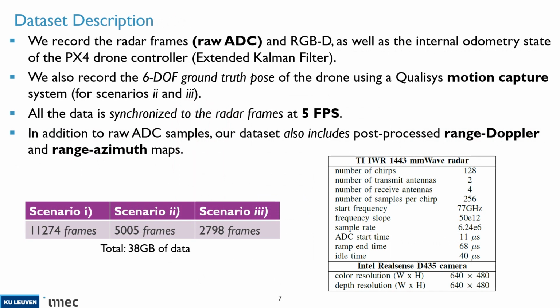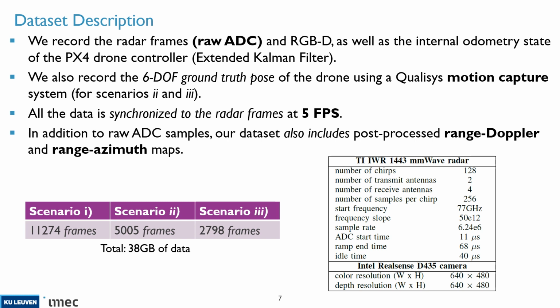The dataset that we acquired in this work contains both the raw ADC data of the radar as well as RGBD data captured by the RealSense camera. It also embarks the internal inertial state of the drone controller. In addition, we also record the ground truth positioning of the drone using a motion capture systems for scenario 2 and 3. All the data is synchronized with the radar frame rate at 5 frames per second.